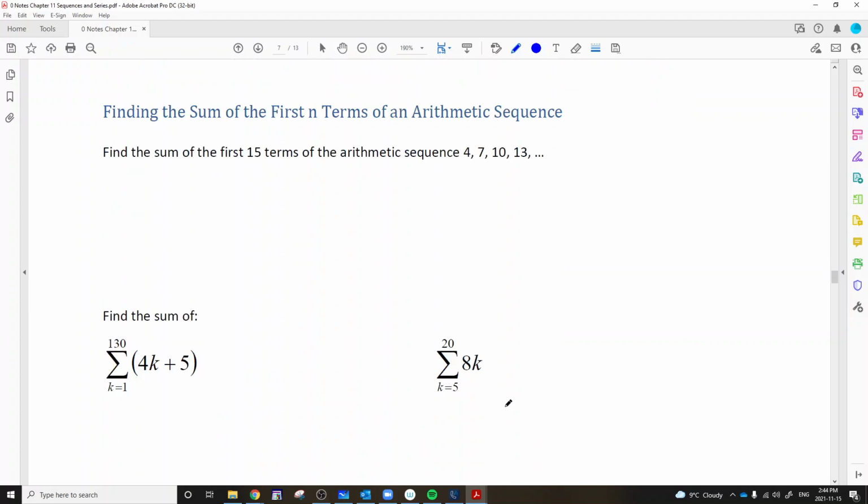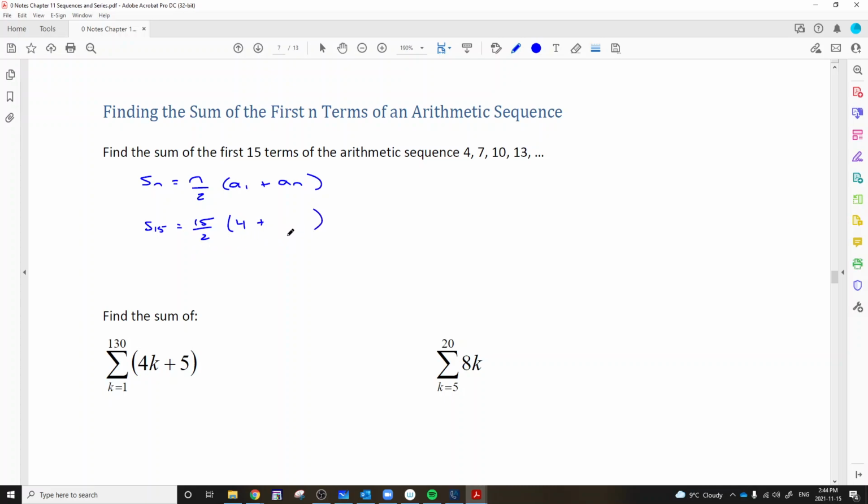So for example, if I wanted you to find the sum of the first 15 terms of this arithmetic sequence, I no longer have to write out all 15 terms and add them together. Instead, I can use the summation equation. So n divided by 2, first term plus the last term. So in this case, my last term is going to be my 15th term. So my number of terms is 15. I'm going to add the first term, which is 4, to that 15th term.